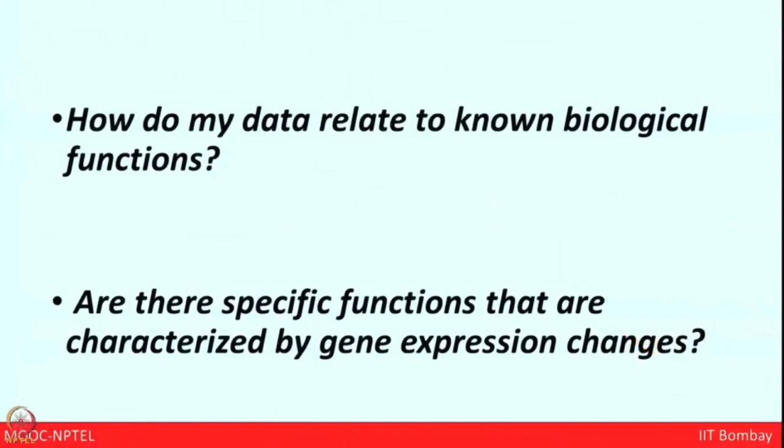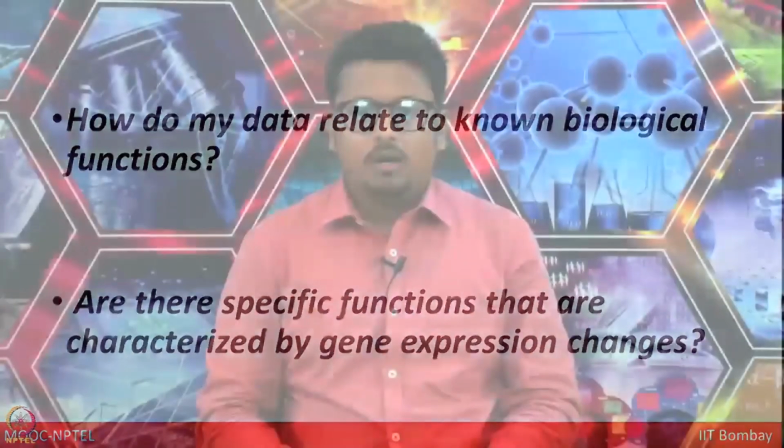I want to start with two important questions. How do my data relate to known biological function? Are there specific functions that are characterized by gene expression changes? After the secondary analysis, what I feel the most important thing to do is the tertiary analysis, that means identify the functional group. This functional group identification is based on different pathway enrichment, network analysis and PPI modules, that is protein-protein interaction modules.